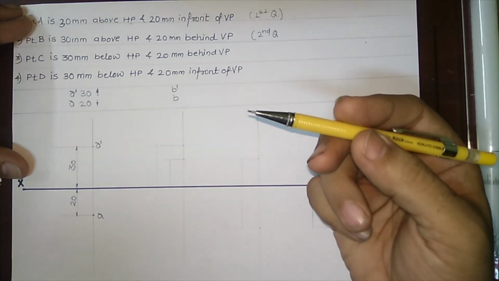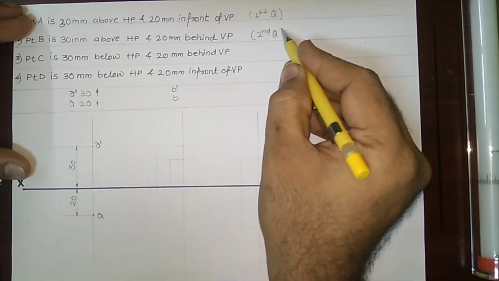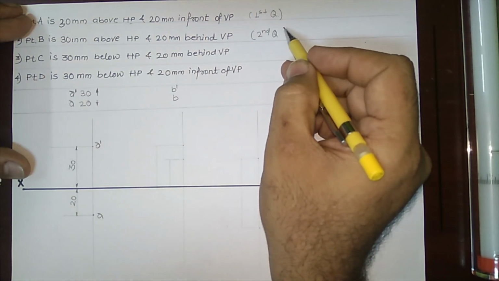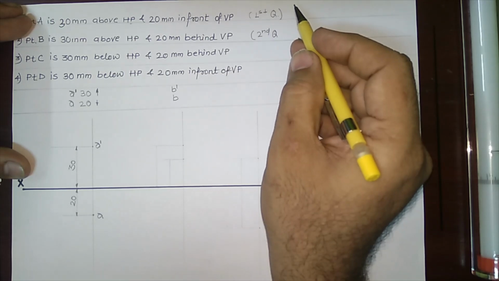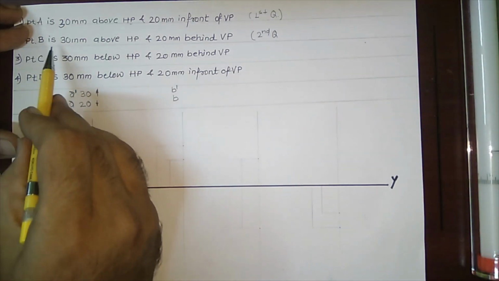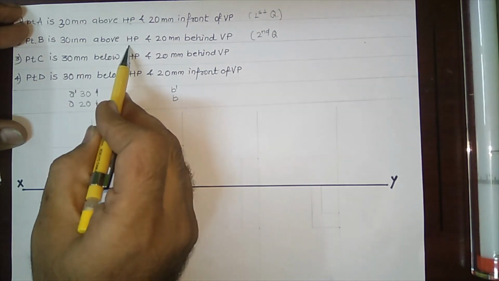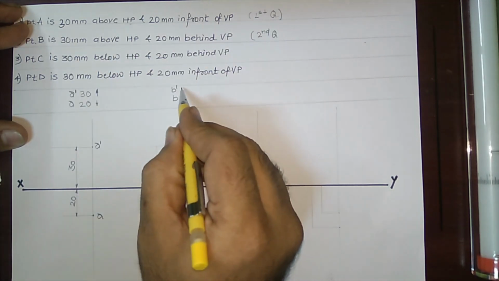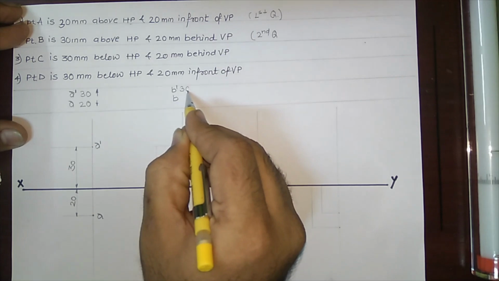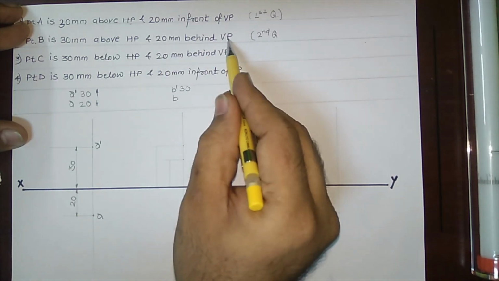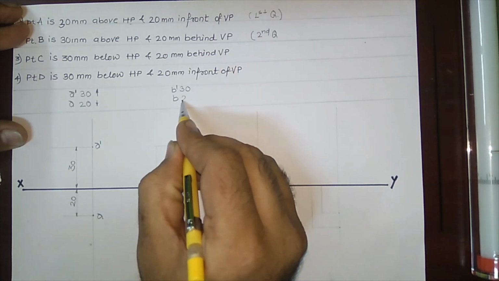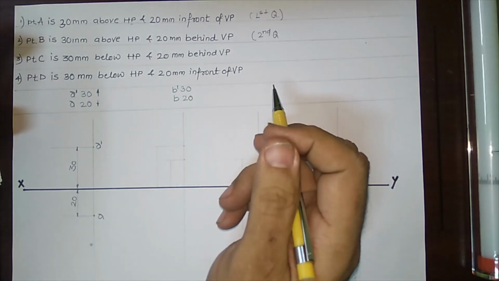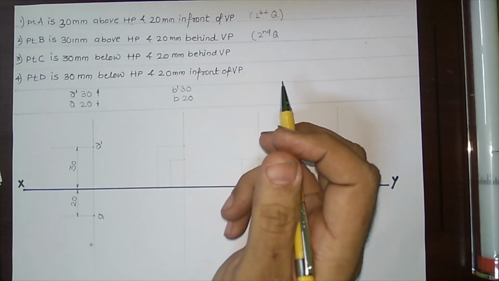So now in this particular case, as the point is in second quadrant, we know that in second quadrant front view and top view both will be above XY line. Okay, so now I will proceed. 30 millimeter from HP. So HP से distance front view में दिखेगा. So this is 30 millimeter. 20 millimeter from VP. So this is 20 millimeter in the top view. Top view में distance कहाँ से आता है? VP से आता है. Okay. So I will proceed further.